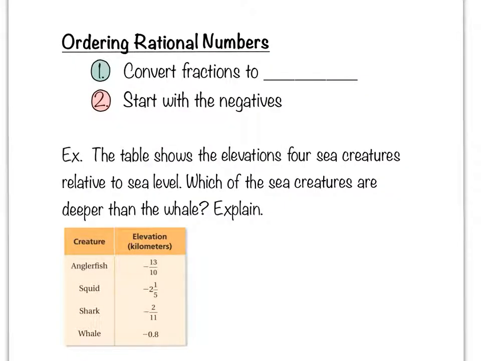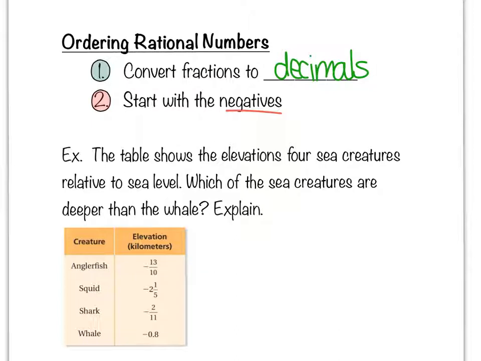And the last thing we'll talk about is how to order rational numbers. How do I order fractions and decimals from least to greatest? And the first thing you're going to want to do is convert all of your fractions to decimals. If you tried to compare a bunch of fractions, you'd have to find a common denominator for all of them, and it's much easier just to convert all your fractions to decimals. And then, of course, start with your negatives, because they're going to be the smallest.